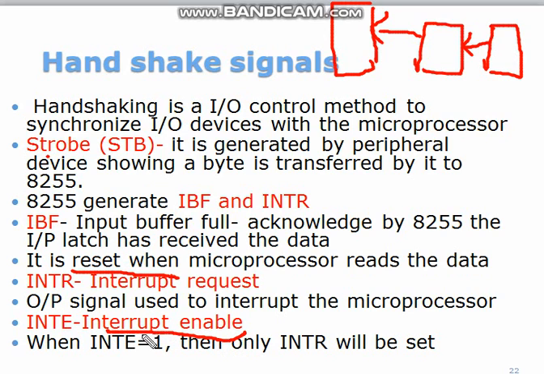So interrupt enable: when this pin is equal to 1, then only INTR will be set. When the interrupt enable pin is not equal to 1, then INTR will not be set. So these pins, your strobe, your IBF, INTR, will be the pins of your port C.